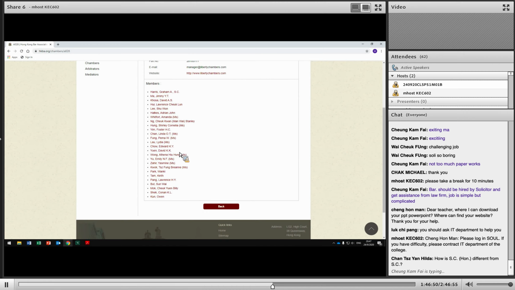Of course, if you join a chamber, it depends on whether there's any vacancy. Some big, reputable chambers have quite high requirements, so it's not easy to get in. Also, if you join a chamber, you have to pay a certain amount of money to share the decoration cost.